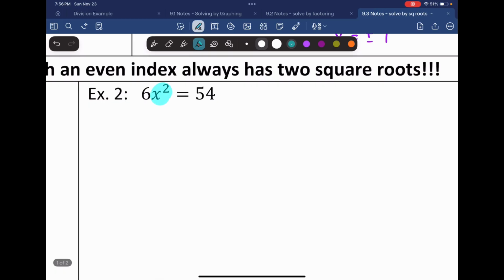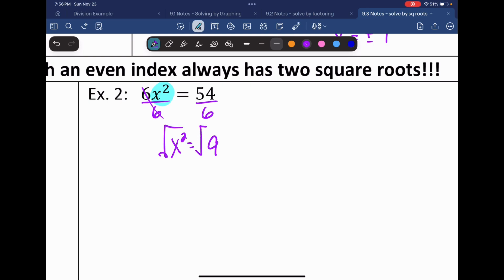There's my square right here. So I want to get rid of the 6. And I'm going to do that by dividing this time, because this is really 6 times x squared. So I'm going to divide by 6. Your square is isolated. Take the square root of both sides. Square root of 9 is 3. Make sure you include your plus or minus. It means one answer is your positive 3. One answer is your negative 3.